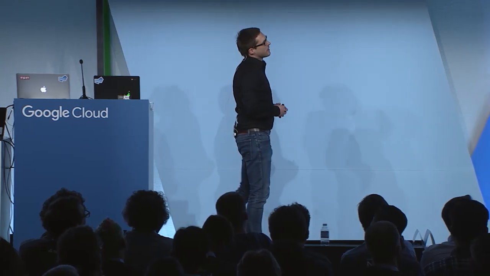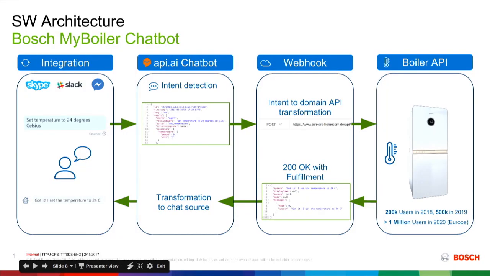Our approach was to figure out how a conversational bot can be used to keep in contact with our devices. And how does it work? From a software architecture perspective, we have mainly 4 layers. On the left side, you can see the interaction with the user, integrated in Skype, Slack, Facebook Messenger, whatever, your own homepage.